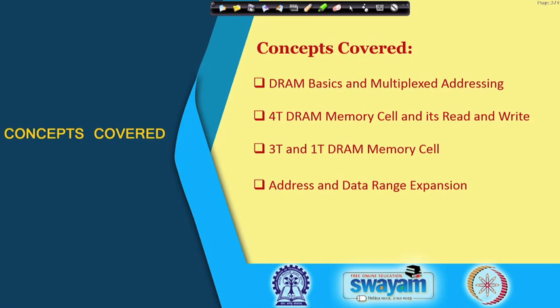Since the number of memory cells that can be put into a DRAM memory unit is quite large, the packing density is higher. So, the number of address lines will be a bit more, for which, to save pins, we can utilize multiplexed addressing, that part we shall see. Then we shall look at memory cells of 4 transistor, 3 transistor and 1 transistor, and at the end we shall look at address and data range expansion.